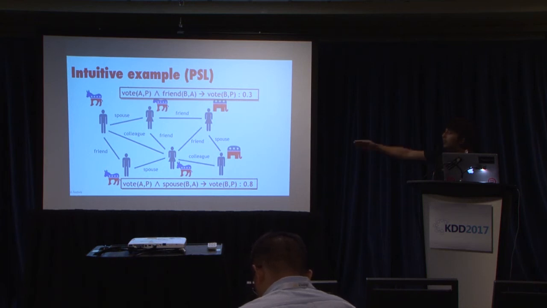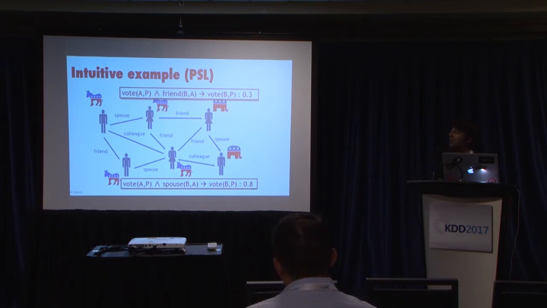But then the interesting thing is you go on to the next rule, and what that says is that if A votes for P and B is a spouse of A, then B votes for P, and that one I'm going to give a much higher weight. I'm saying that if you're married, it's much more likely than if you were simply a friend, so I'm going to give that a higher weight. It could be wrong, so that's something to be careful about. These intuitions could be wrong, could be stereotypes.